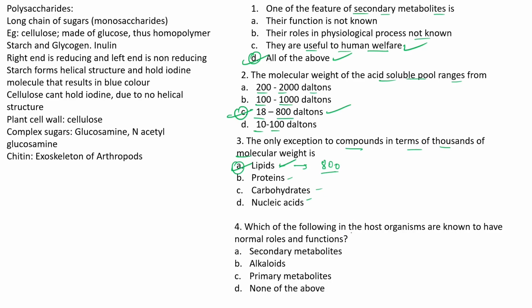The next one: which of the following in the host organisms are known to have normal roles and functions? Secondary metabolite, alkaloids, primary metabolites, none of the above. So we know in the host organisms, normal roles and functions are known for the primary metabolites. Primary metabolites are the substances known to have roles in host organisms. C is our right answer. The next one: micromolecules, a molecular weight does not exceed 2000 Daltons, 1000 Daltons, 800 Daltons, 500 Daltons. The answer we know is 1000 Daltons. The molecular weight does not exceed 1000 Daltons.